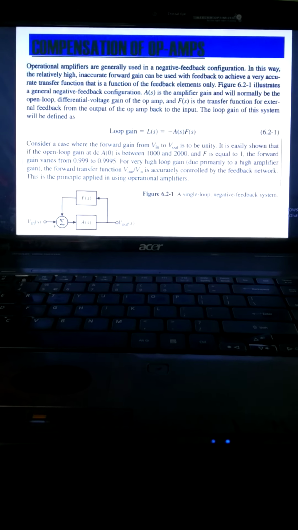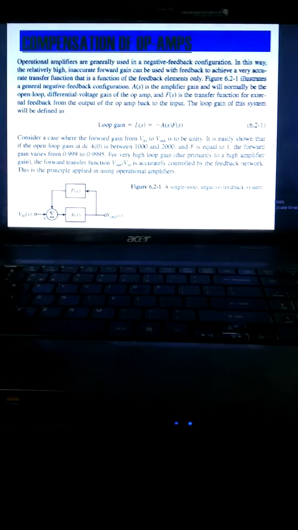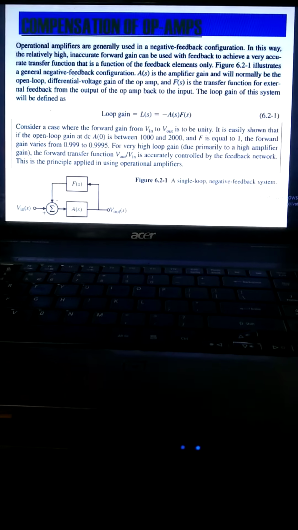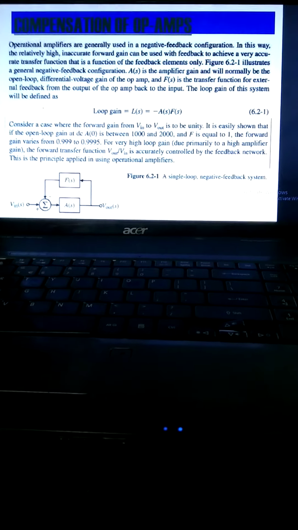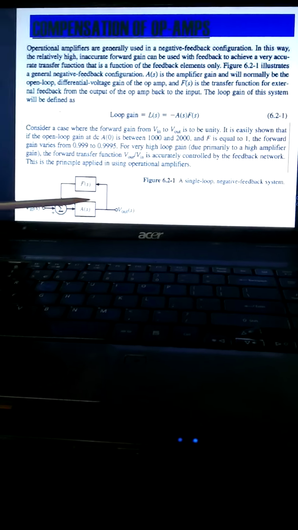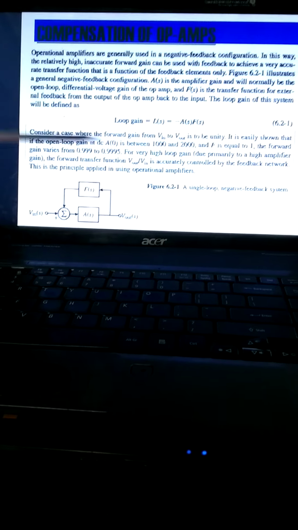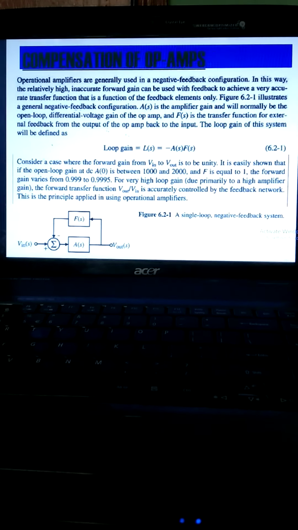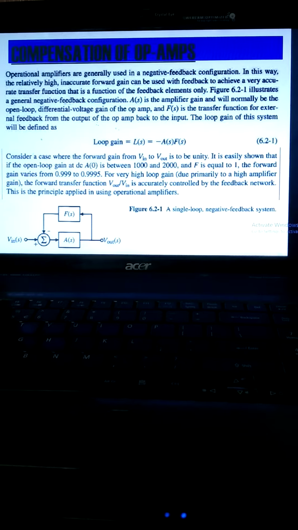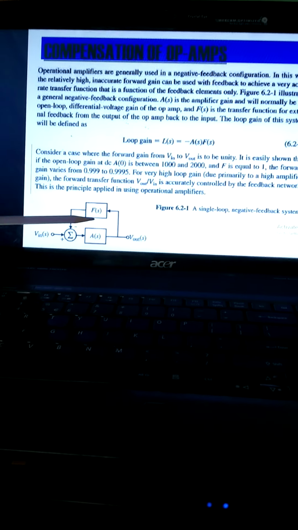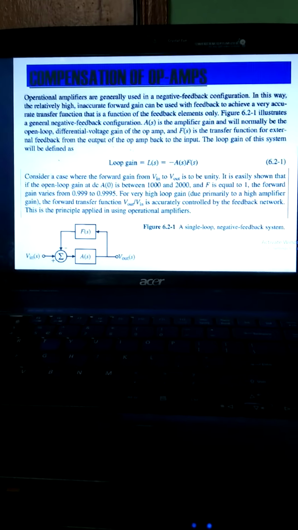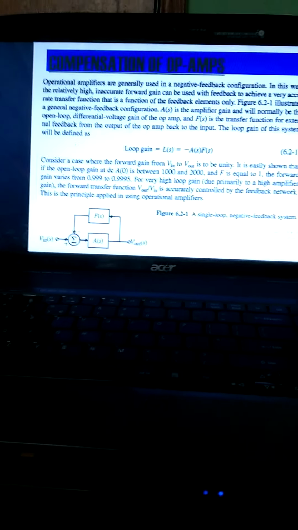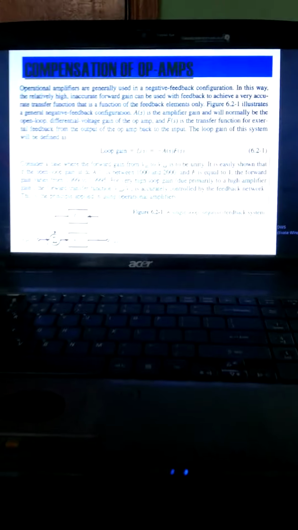Now, if we consider one case, for example, the forward gain from V_in to V_out is unity. Forward gain means the gain of A. Let's consider that it is unity, and the DC gain, that is the open loop gain if there is no feedback, is A. So if we consider the open loop gain A0 between 1000 and 2000, and the feedback factor F equal to 1, then the forward gain varies from 0.999 to 0.9995.